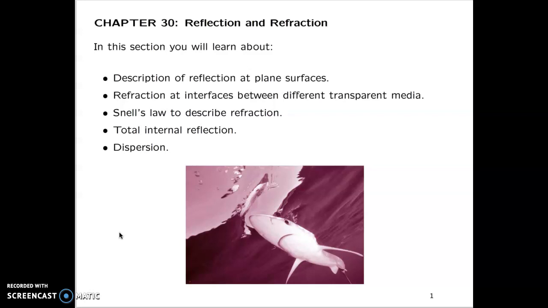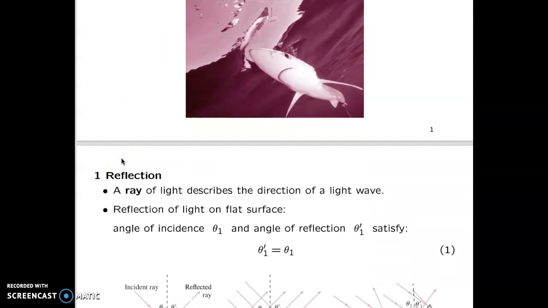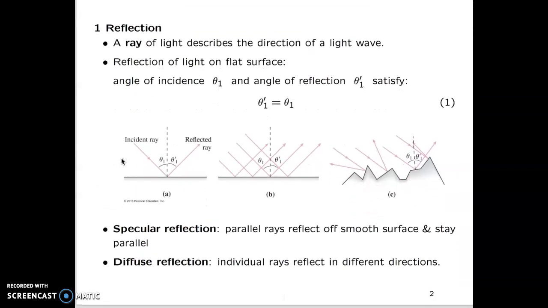Okay, so we're going to look at the behavior of electromagnetic waves in the context of these two phenomena, reflection and especially refraction. Okay, so reflection, what can you say about reflection? Well, it's illustrated nicely in these pictures on slide number 2. If you have a reflecting surface, so here's a surface here, and you imagine a ray, a little tiny beam of light, which is an electromagnetic wave.